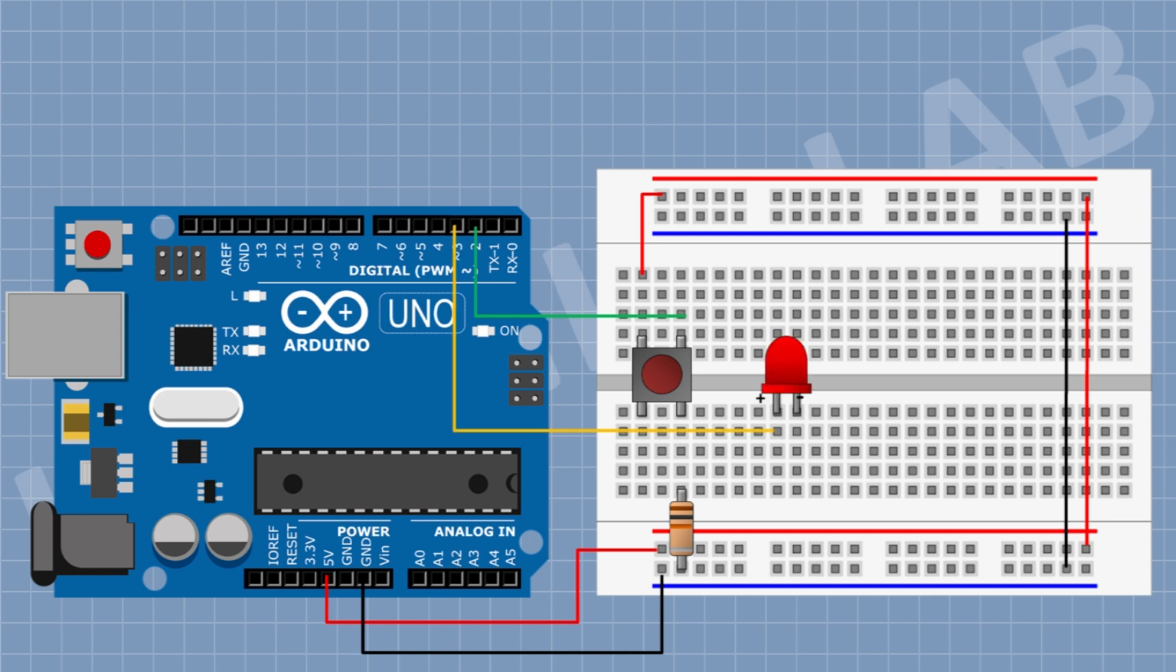After that, I'm gonna connect an LED and connect its anode to pin D3 of Arduino. After that, I'm gonna connect a 100 ohm resistor and connect its one pin to cathode of the LED and its other pin to ground. After that, I'm gonna connect an LED and connect its anode to pin D4 of Arduino. After that, I'm gonna connect a 100 ohm resistor and connect its one pin to cathode of second LED and its other pin to ground.